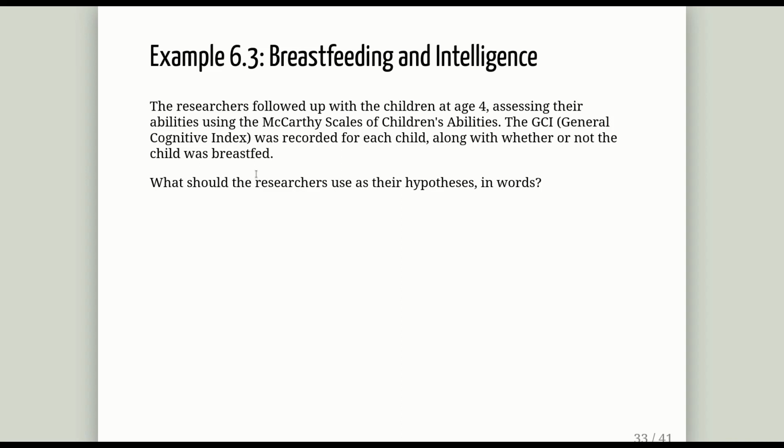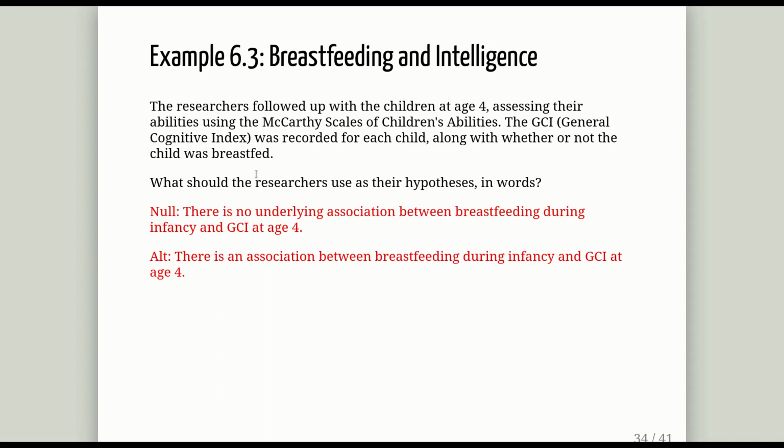But go ahead and take a minute and think through what the researchers would be using as their hypotheses, and just go through the words at the moment. Okay, pause the video, and when you're ready, unpause it. Alright, so the null hypothesis I came up with is there is no underlying association between breastfeeding during infancy and score on the GCI at age 4. The alternative hypothesis that I came up with is that there is an association between breastfeeding during infancy and score on the GCI at age 4.